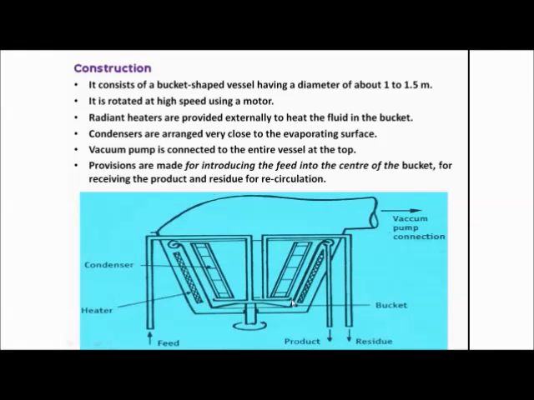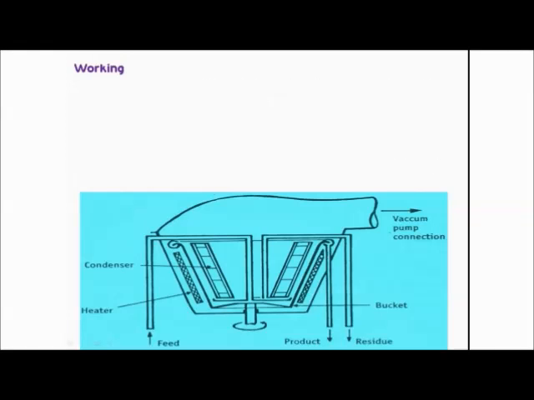And what about the product? The product can be collected from here. You see the arrow, the product can be collected from here, right? And whatever residue is present will be collected via this pipe, and this residue can be reused and considered as a feed for the next turn.